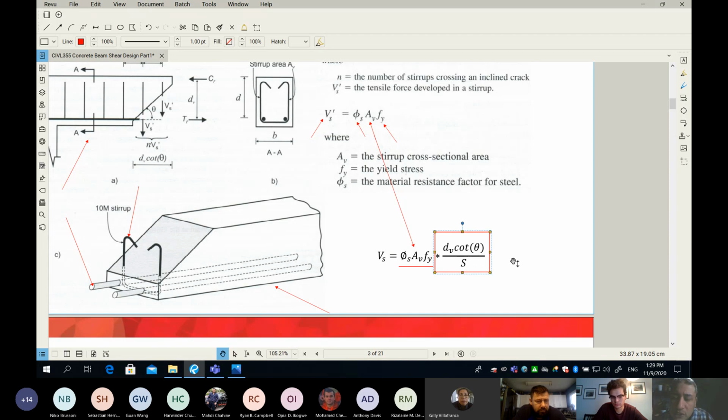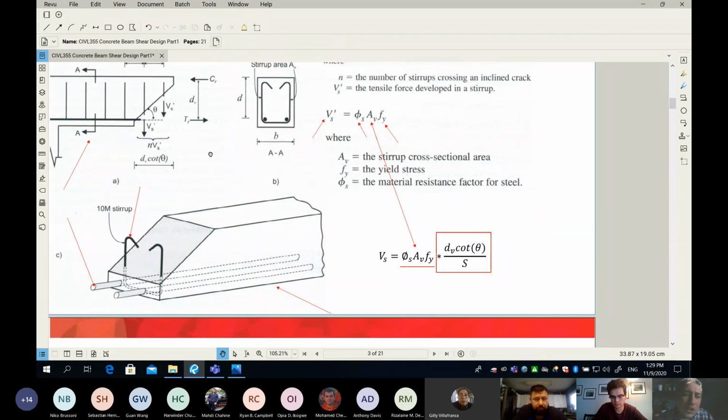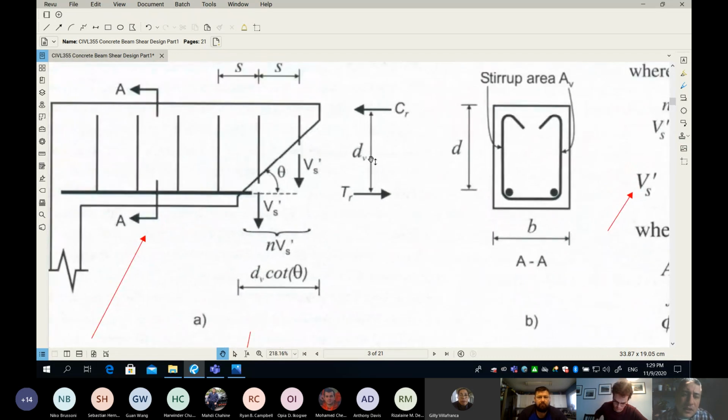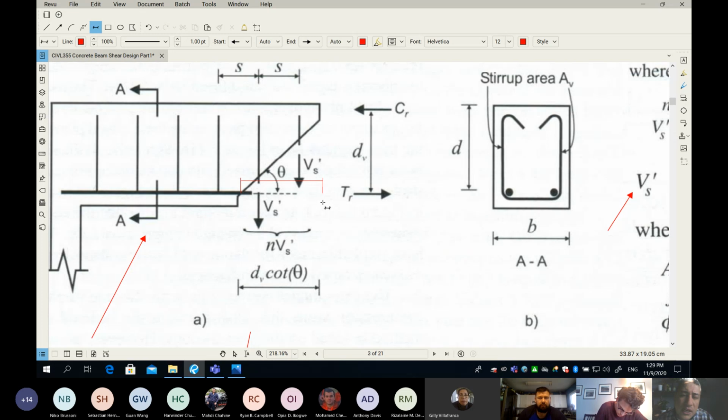Okay? And it's not super science. It comes from the geometry. I'll show you here. So look at the geometry here. So this dimension here is d sub v. And if the angle of the crack is theta, you can imagine that this dimension from here to there, which is x, is going to be d sub v cotan theta.